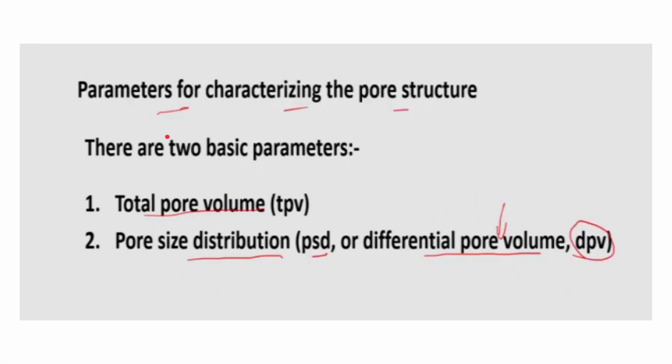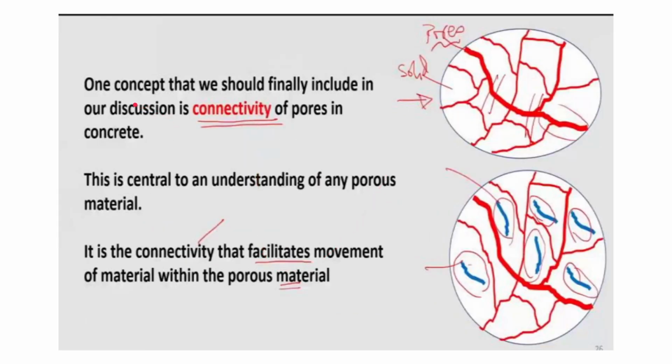So if we characterize, we will find the properties are different for various types of concrete. Basically there are two parameters to evaluate the pore structure. One is the total pore volume, or TPV, and the second is the pore size distribution, called PSD, or even differential pore volume, DPV.